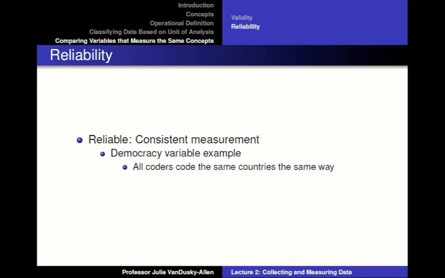Not only do we need to evaluate whether our variables are valid, we also have to evaluate whether they are reliable. Reliability is the extent to which a variable consistently measures a concept across all observations. A variable is not reliable if it does not consistently measure subjects or cases the same way when we apply our coding criteria to those cases over and over again. Using our democracy variable as an example, the variable would not be reliable if some countries were coded differently by different coders. It would be reliable if all the coders measured the countries the same way.